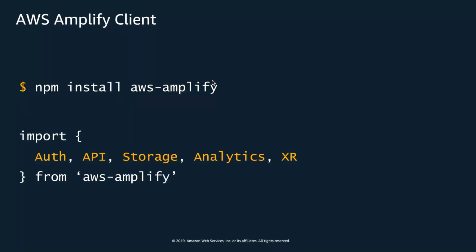To use the Amplify client, you install it via npm. So we'll say npm install aws-amplify, and this will have all these different APIs as part of the Amplify library. Some of those APIs are auth, storage, analytics, XR, and the API category itself, which is what we're going to be using to interact with our REST API.